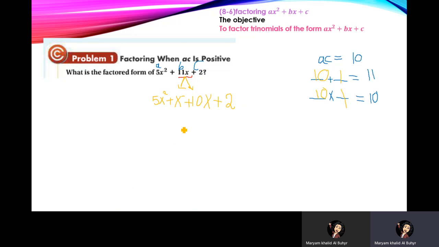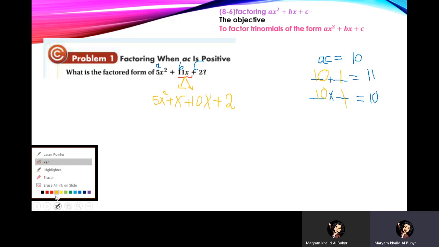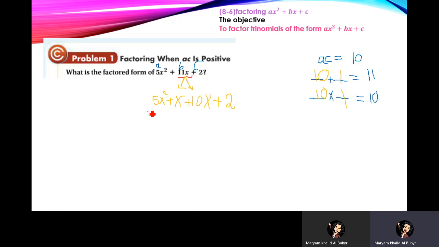Now, what am I going to do? I'm going to take the greatest common factor between these two terms and between these two terms. What do I want to get? I will try to find two polynomials exactly the same as each other so I can take it as a common factor again. So the basic idea here is taking the common factor.